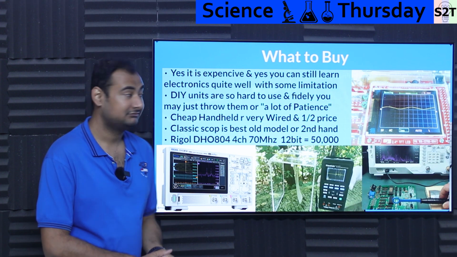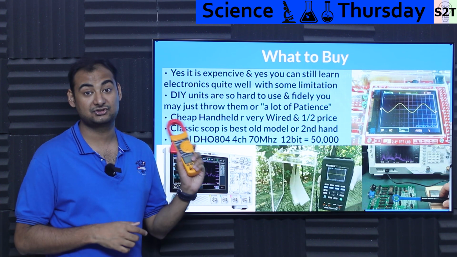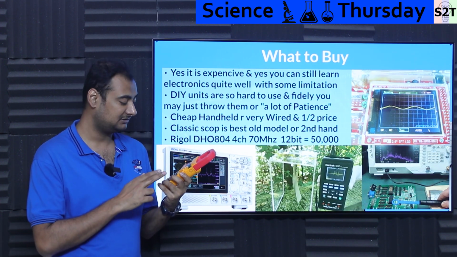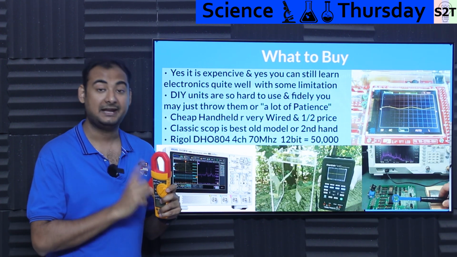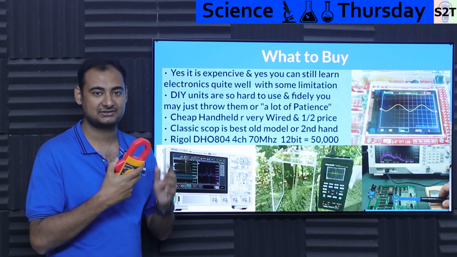So the question becomes what to buy. Well, let this be very clear. It is expensive. I bought this puppy and I thought this was the most expensive thing I'm going to buy. Why is this so expensive? Well, because this does AC and DC clamp metering, meaning I can put a battery terminal into this and still read it because it has Hall effect.